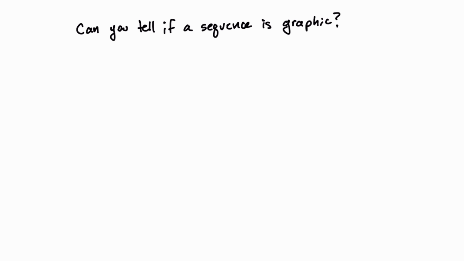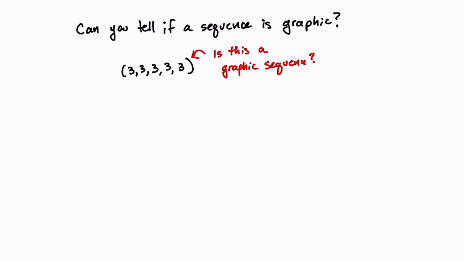So that leads us to another question. Can you tell if a sequence is graphic? Let's look at another example. Here's a degree sequence with 5 threes. Is this a graphic sequence? Now you could just try to draw a graph, and for sequences with just a few elements, that might be a good way to do it. But imagine we had a really long sequence. It'd be really hard to try to just draw a graph. And even if you couldn't draw a graph with that degree sequence, how would you know that you just haven't been clever enough to find the right graph?